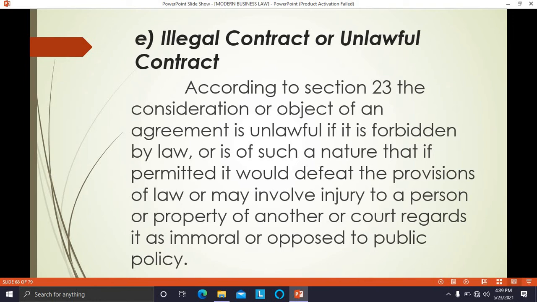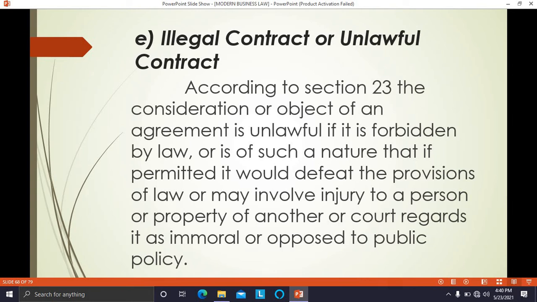If doing something or that purpose is permitted, it will be against the provisions of some law. It will be against the law which is in existence. Or that agreement means that the consideration or object of that agreement involves injury to a person or property of another. Or the court considers such an agreement, consideration or object as immoral or opposed to public policy, then such a contract is called an illegal contract or unlawful contract.